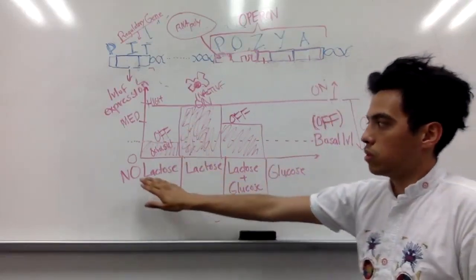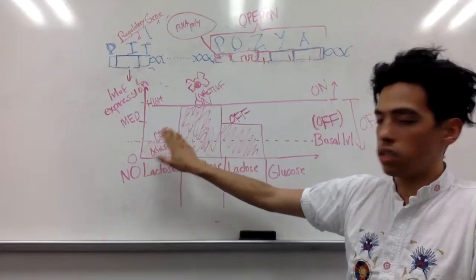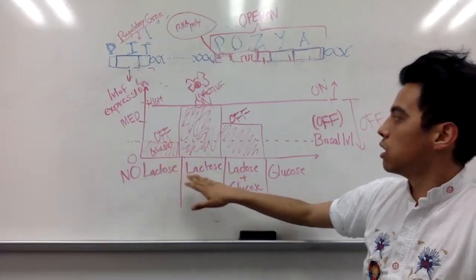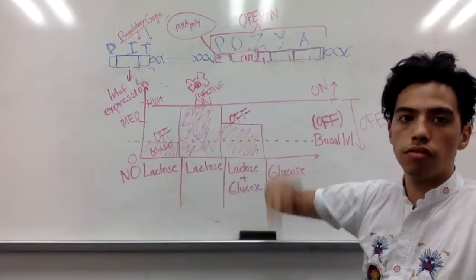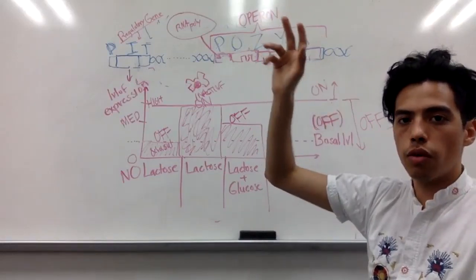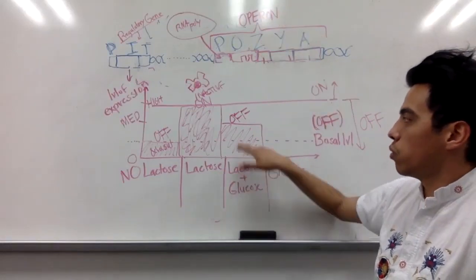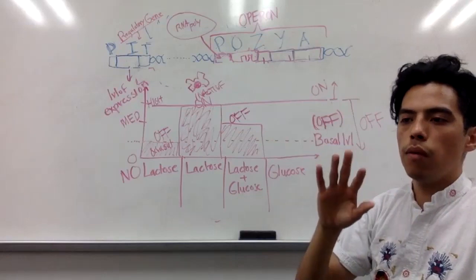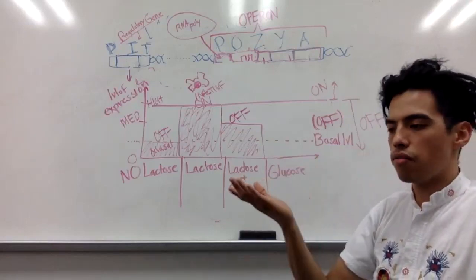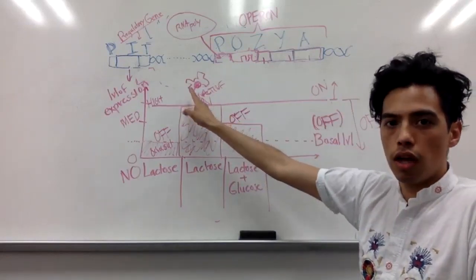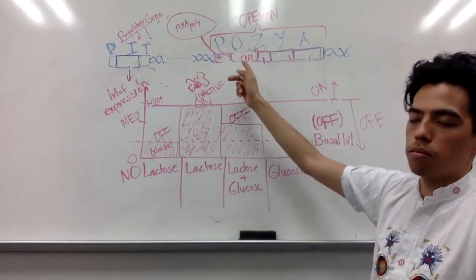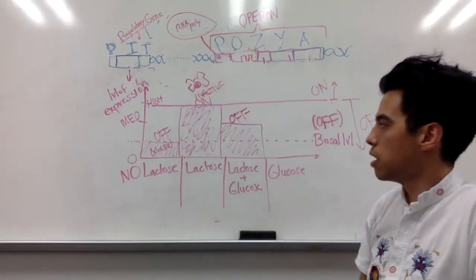Yeah. So just to review, no lactose, it's off and it's basal. Lactose would be on because there's a high enough level of expression that's going on. And lactose and glucose would be off, but it wouldn't be at basal level because we have the repressor inactive, but we don't have the active cAMP complex.